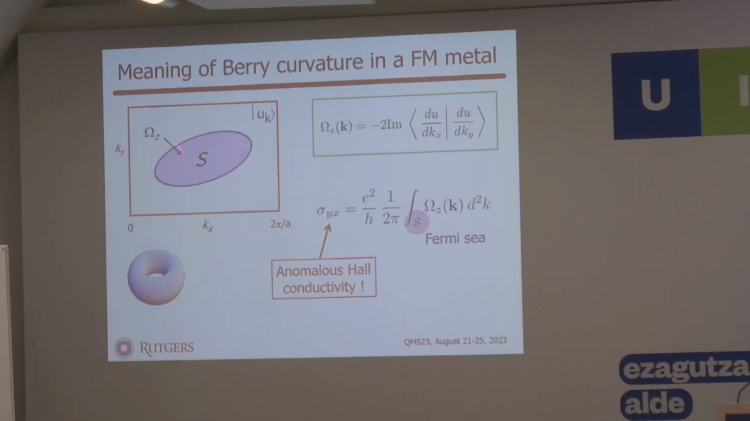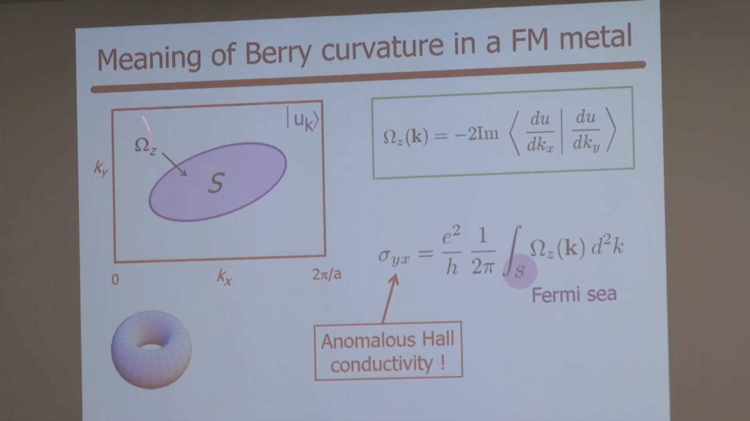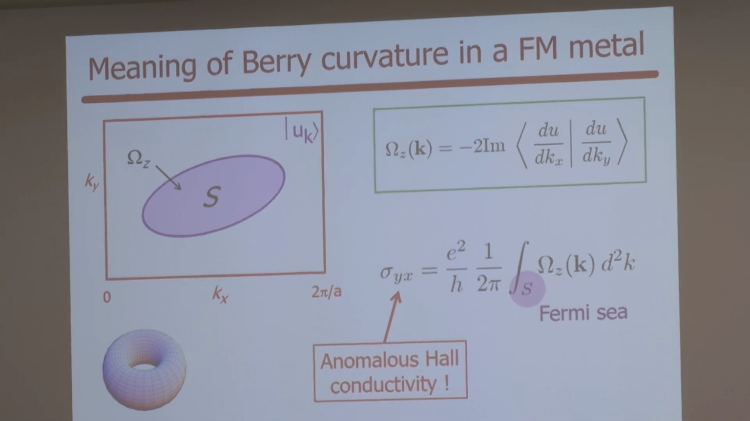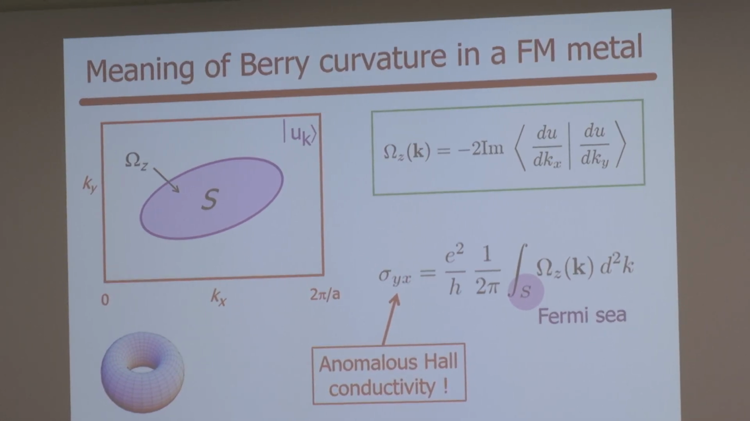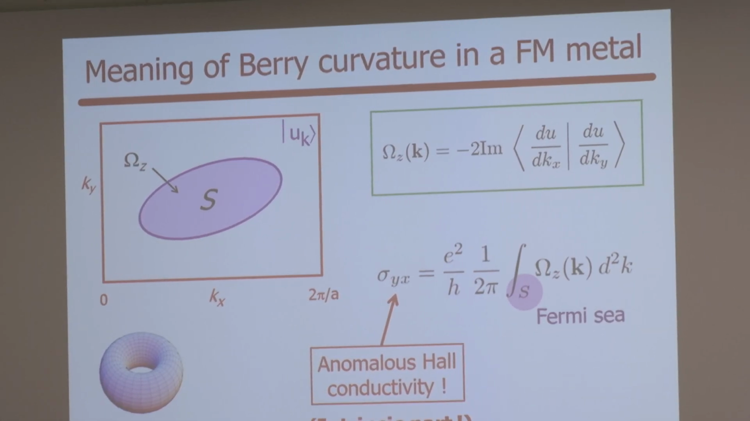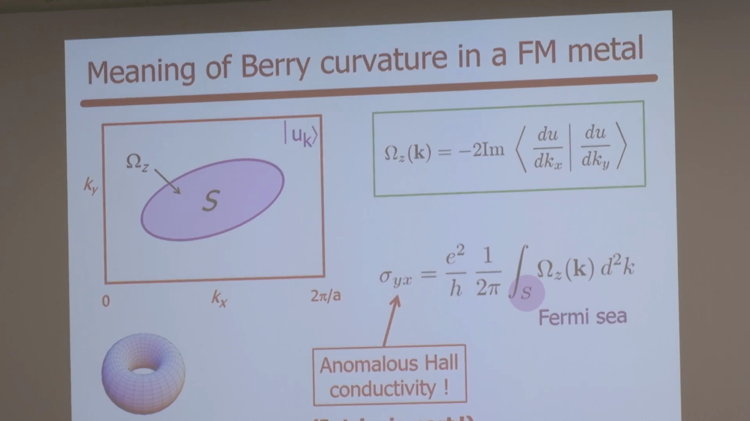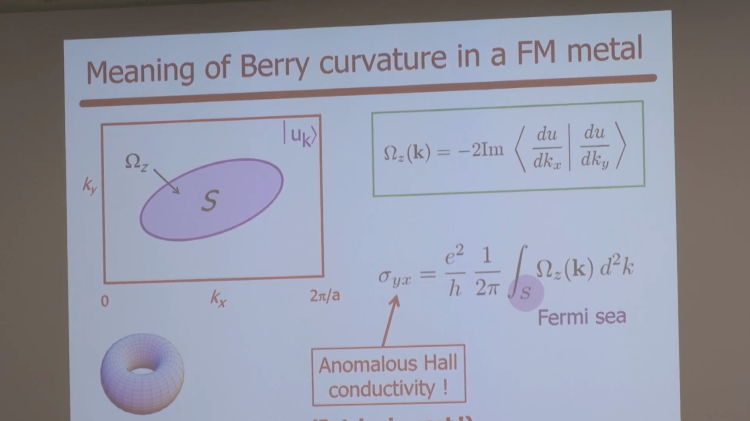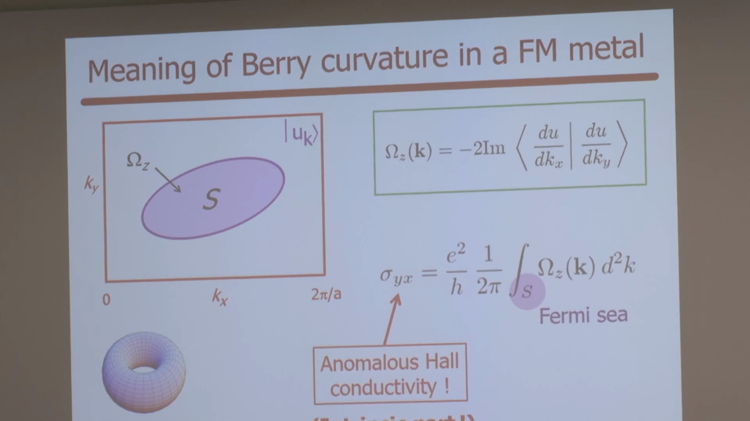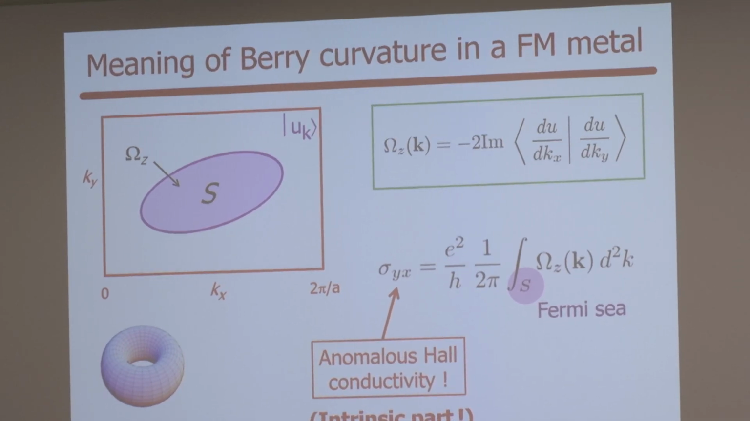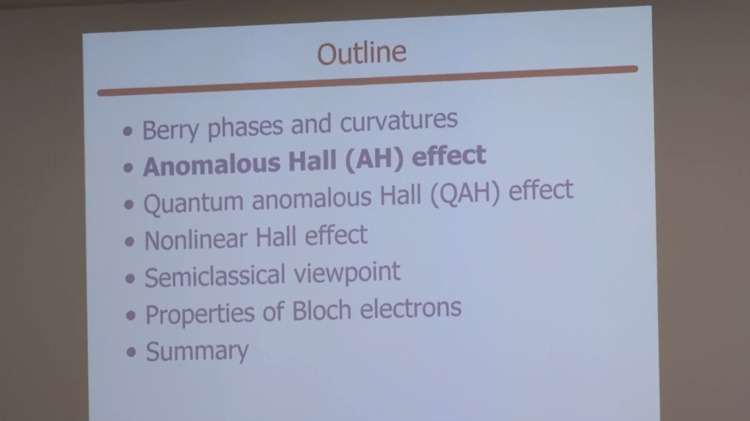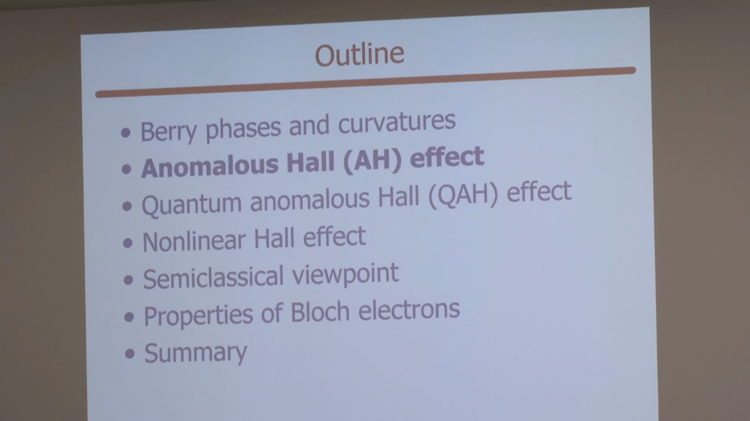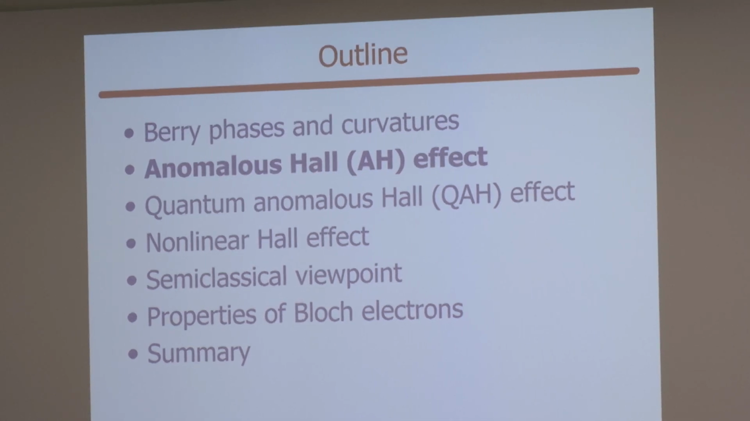And if I integrate that Berry curvature over the Fermi sea and multiply by e squared over h, some universal constant, I get the anomalous Hall conductivity. So I'm going to do a little diversion in a moment to tell you about the anomalous Hall conductivity. This is the Karplus-Luttinger intrinsic part of the anomalous Hall conductivity. Let me come back and I'll show that slide again and talk about it more.